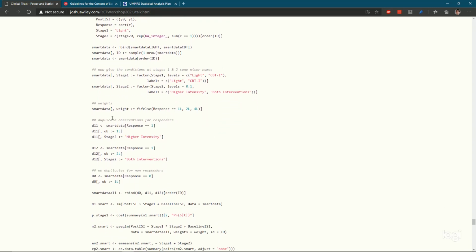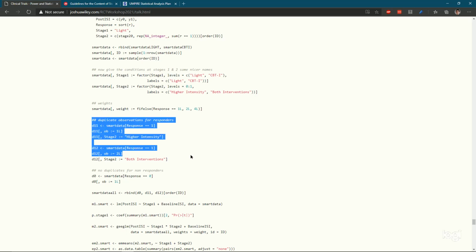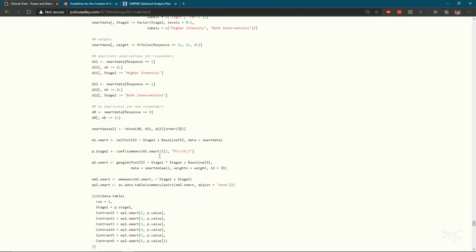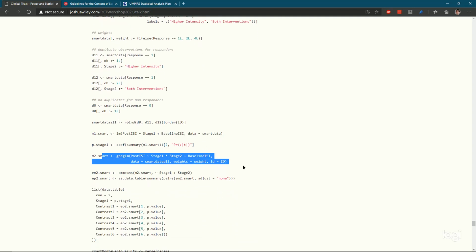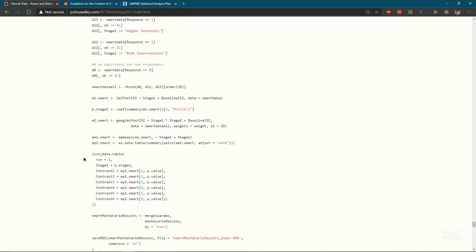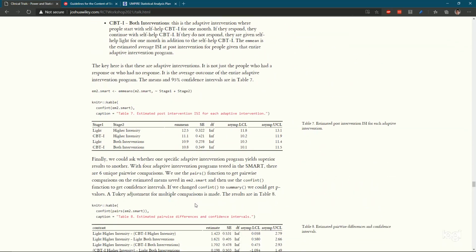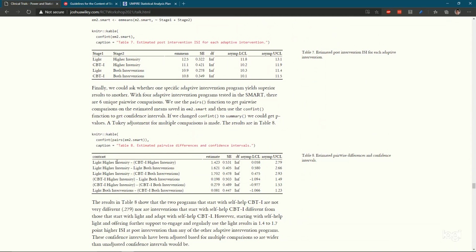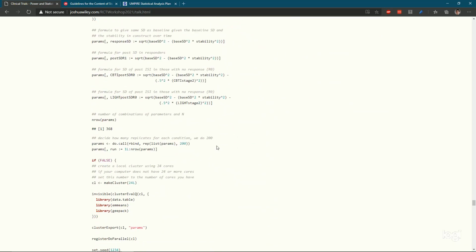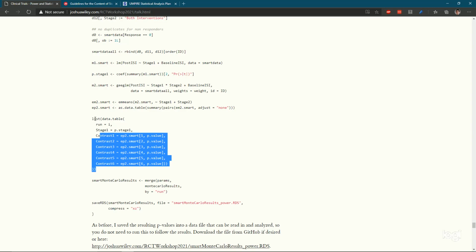And then, remember, because for the Monte Carlo study, we actually need to run the final analysis. So just like I duplicated responders for the analysis, I need to duplicate them here in my Monte Carlo study, add the weight, and then literally running the final models that I ran, store the p-values. And here I've got this bigger set. Stage 1 is just that stage 1 p-value, difference between self-help CBTI and self-help light, and contrast 1 to 6 p-values. Those correspond to these 6 different contrasts here from 1, 2, 3, 4, 5, 6 that we saw in this table. And so I store out all of those p-values in a data set.